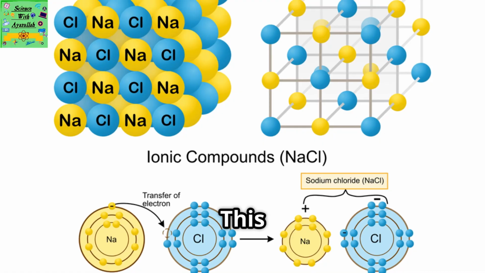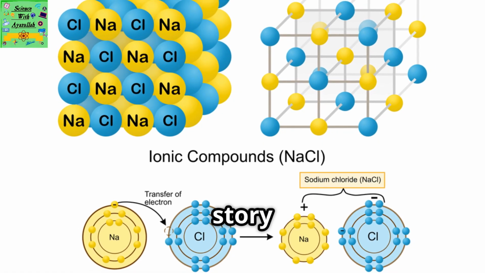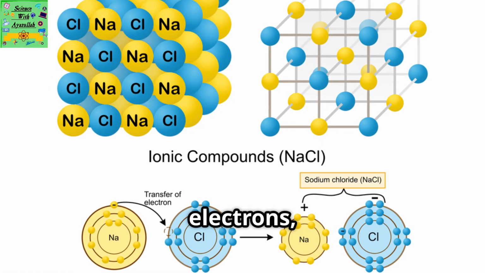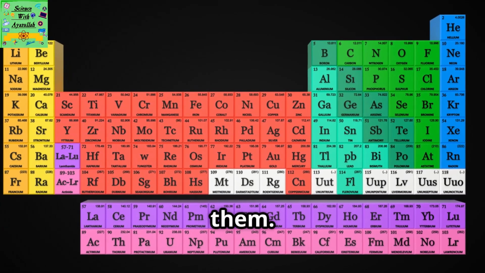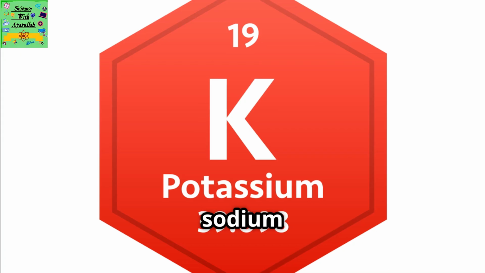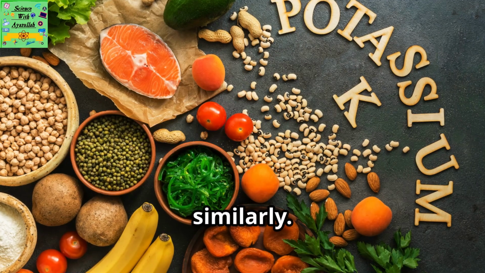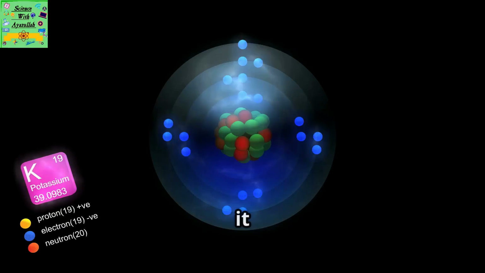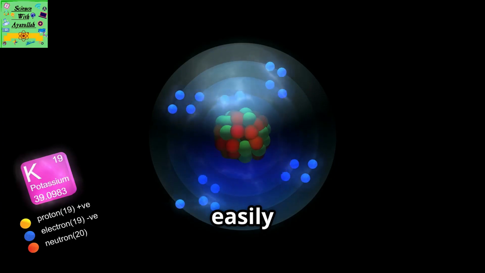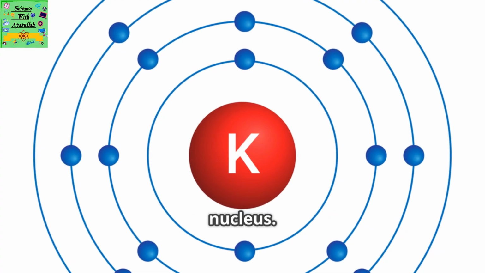Ionic bonding. This is the classic metal meets non-metal story. Metals donate electrons, non-metals accept them. Group 1 metals, lithium, sodium, potassium, all behave similarly. Potassium is the drama queen. It loses its outer electron most easily because that electron sits farthest from the nucleus.